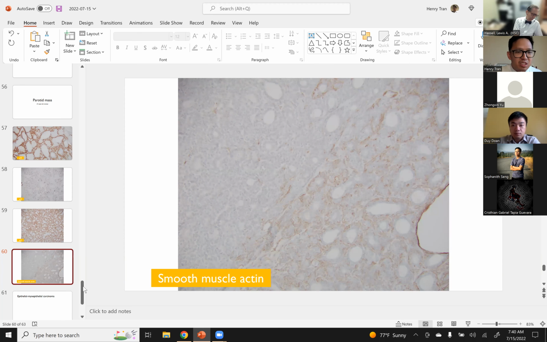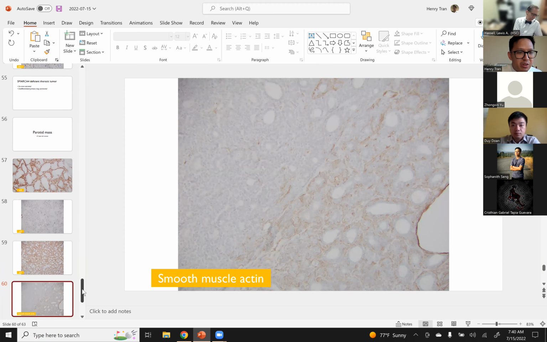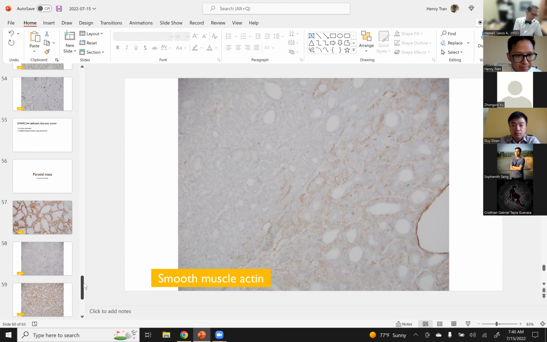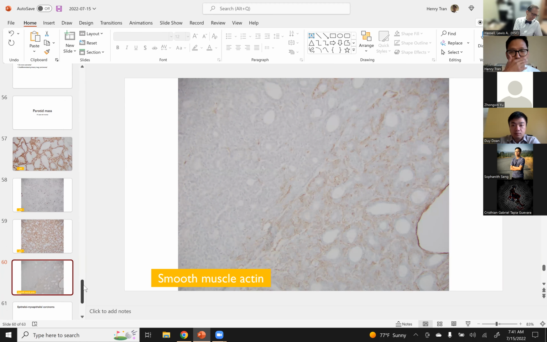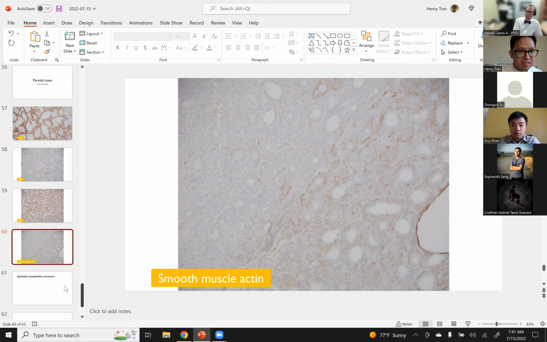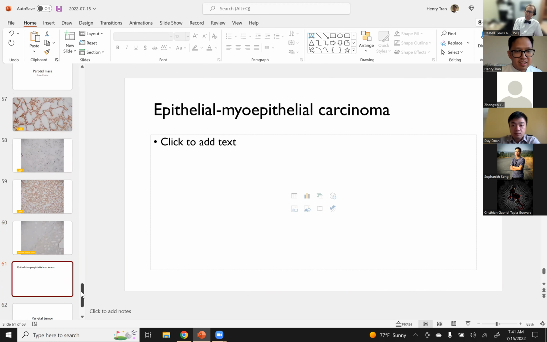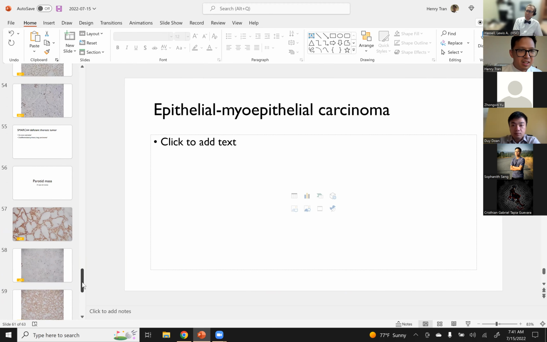So the diagnosis for this one is epithelial-myoepithelial carcinoma. If you want just a myoepithelial tumor or myoepithelial carcinoma, those are usually pure myoepithelial. This is different than that. All right, and that's it with this case. Any questions before I move on?